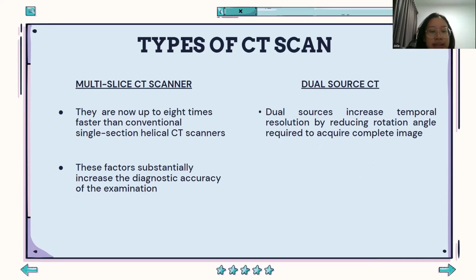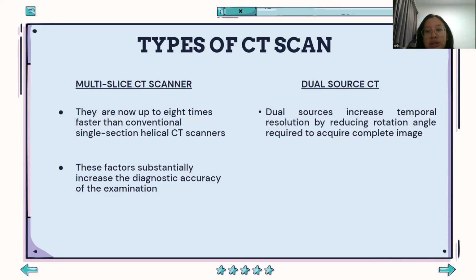The third type of CT scan is the Multislice CT scanner. They are now up to 8 times faster than conventional single-section helical CT scanners. These factors substantially increase the diagnostic accuracy of the examination. Its benefit is that it increases the speed of volume coverage, which allows a large volume to be scanned at the optimal time.